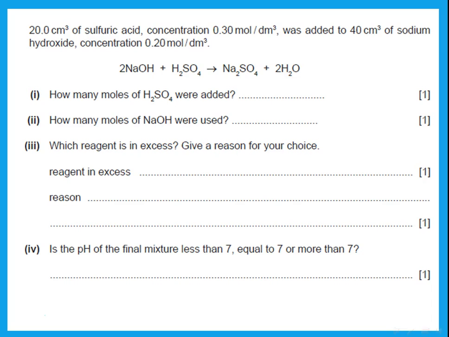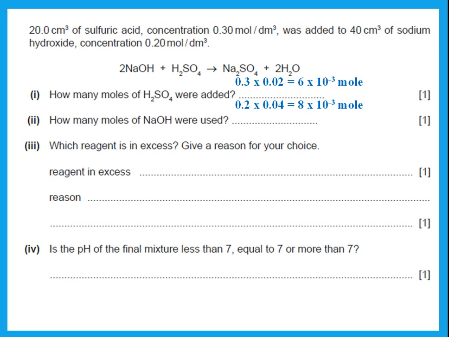Okay, how many moles of sulfuric acid were added? What do we know about sulfuric acid? Concentration and volume. So it is concentration times volume, and that comes out to be 6 times 10 to the minus 3 mole. You can leave it like this, or you can write 0.006. It's the same. How many moles of sodium hydroxide were used? Well, he said I have 0.2 concentration times the volume, remember, divided by 1,000. So this is 8 times 10 to the minus 3 mole.